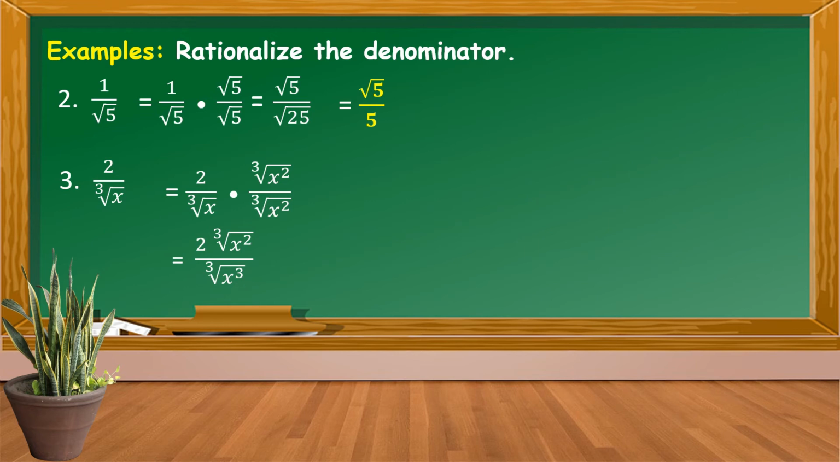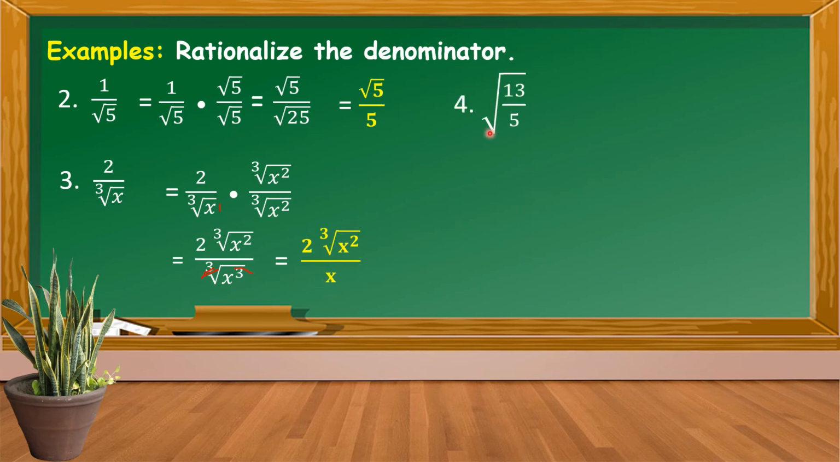So, ngayon, parehas na sila. Cube root and x cubed, from 1 plus 2 equals 3. So, cancel natin si cube root and si index. And our final answer is 2 cube root of x squared over x. So, nawala na si radical sa denominator.